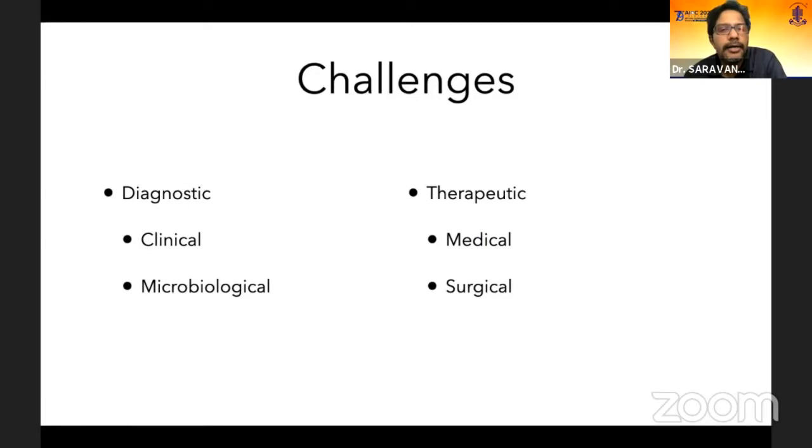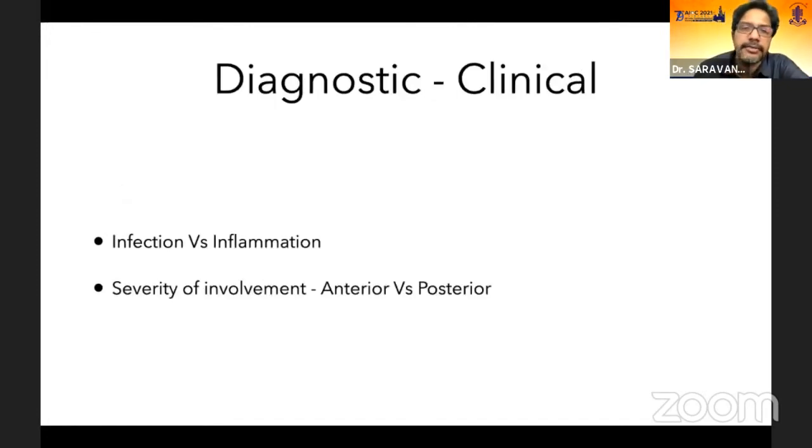First is the diagnostic challenge. Is it really an infection or a severe inflammation, and what is the source? Then what organism is causing this? Then what are the other challenges? Once you diagnose, you have the challenge of how to go about salvaging this eye, both structurally as well as visually. What are the medicines available, and if indicated, surgical interventions also.